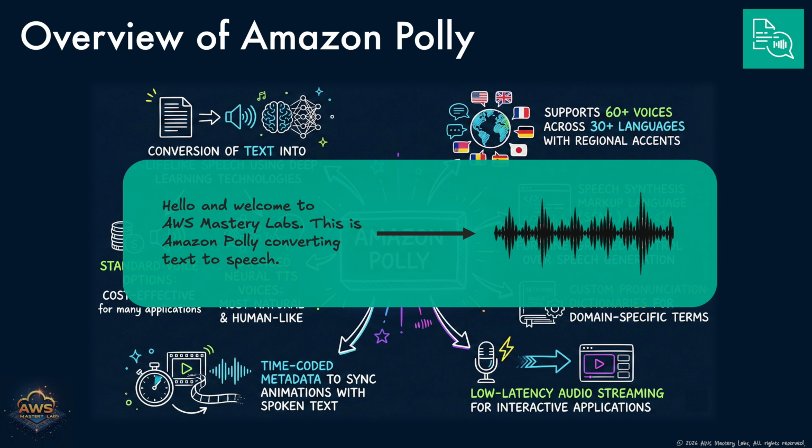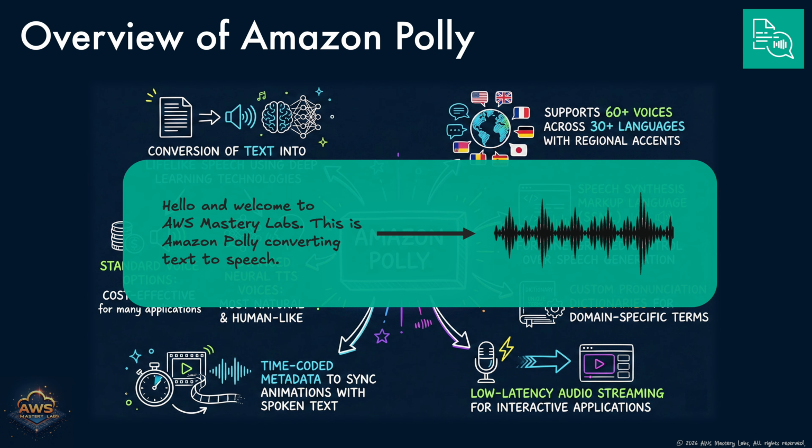Polly also offers speech marks, which are time-coded metadata tags that track the position of words and phonemes in the audio. This enables developers to synchronize spoken words with on-screen animations, subtitles, or even avatars. Finally, Polly supports real-time audio streaming. This low-latency feature is essential for interactive applications, such as chatbots, virtual assistants, or accessibility tools that need to respond instantly to user input.